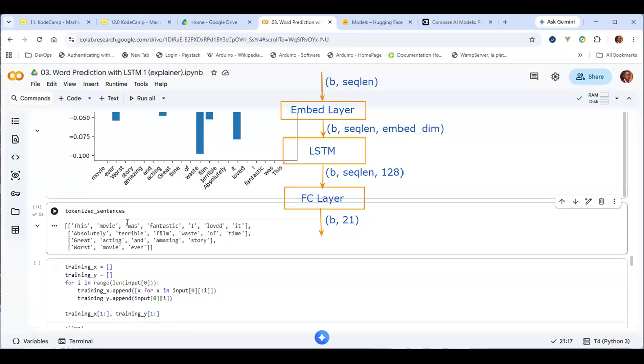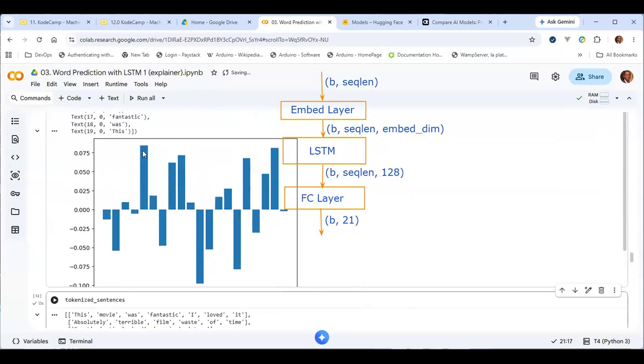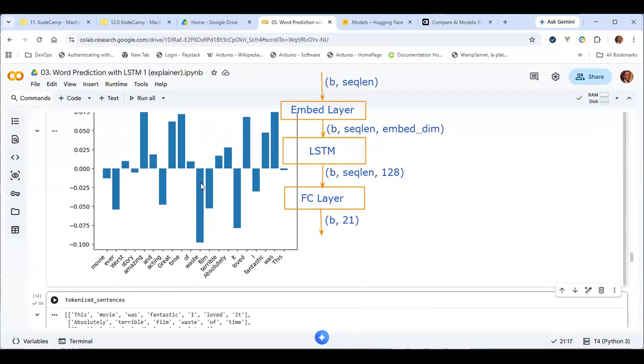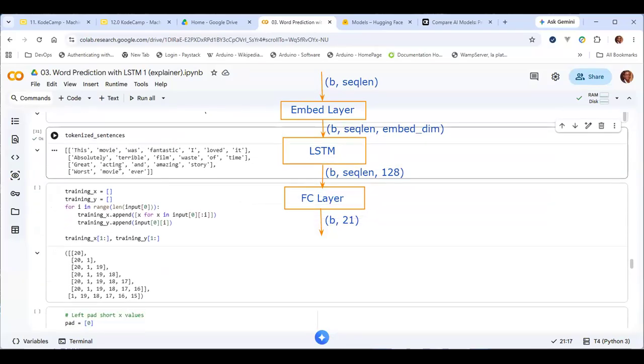So anyway, we take the tokenized sentences. We can now train the model. By the way, this is an untrained model, so it didn't learn anything, right? That's why it's giving negative and positive numbers. Now we take this model and we train.